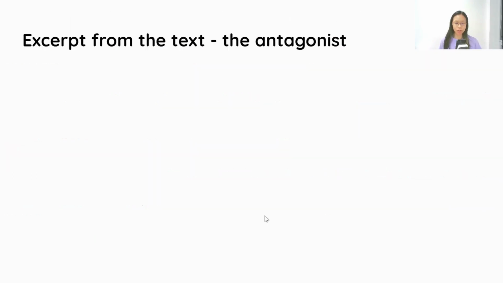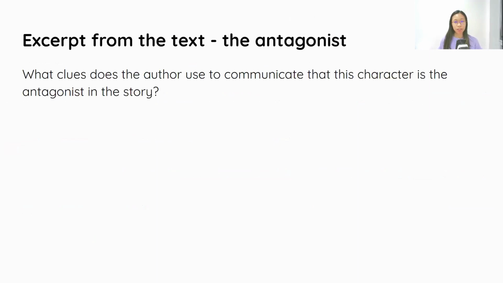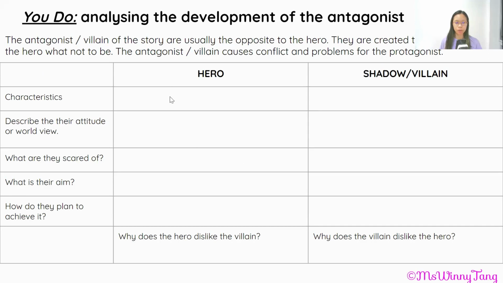Now, what you can do is pick out some excerpts from the story that you are reading and see if you can figure out the clues. What clues does the author use to communicate that this character is the antagonist? You can also analyze how the author has developed the protagonist and the antagonist in your book, and see how they differ from each other.